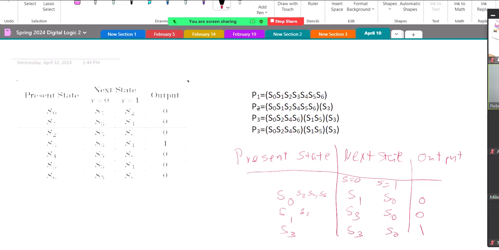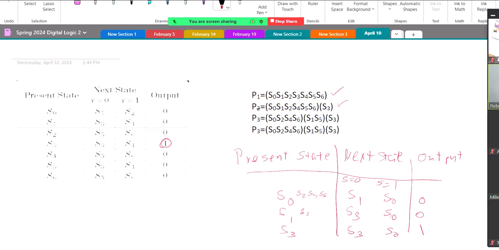Okay, so let me explain how I went through this. For the first group, the first partition just puts them all together. The second partition divides them based just on the output. And based just on the output, S3 is the only one that's separate. So you put everything else together and then put S3 together. Then S3, we don't have to deal with that one. It's all by itself, so it's always going to be fine.